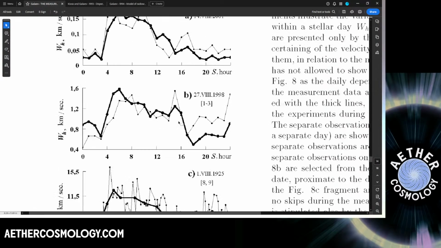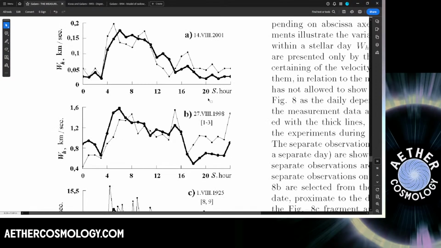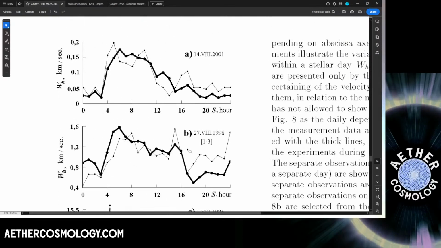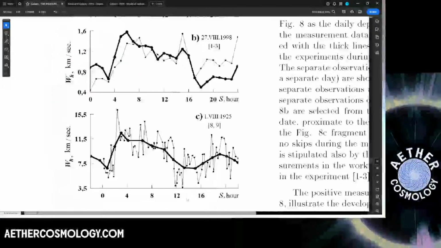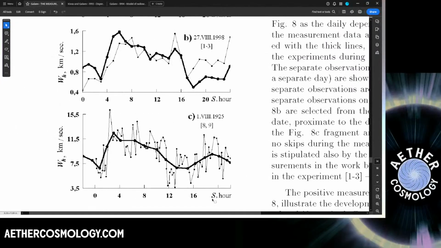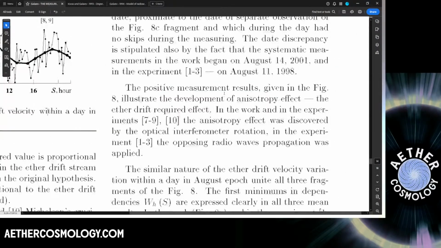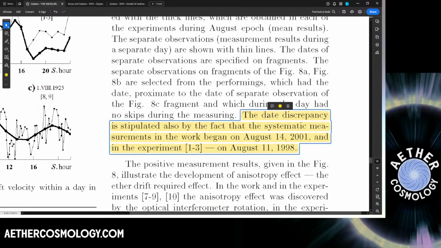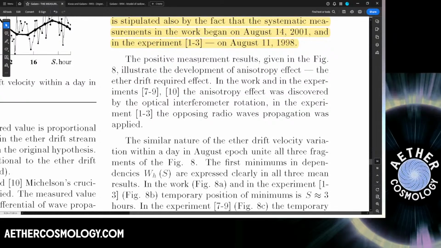Crazy. Different experiments, same sidereal time fluctuations during August. But dude, it's probably the temperature. That's so cool, man.